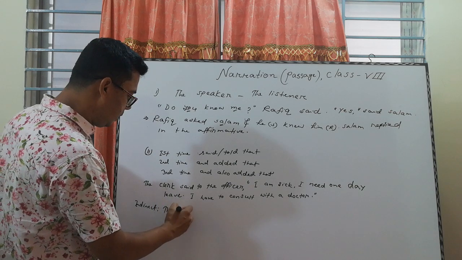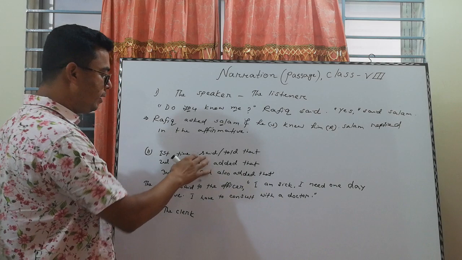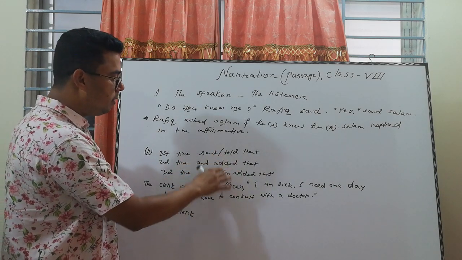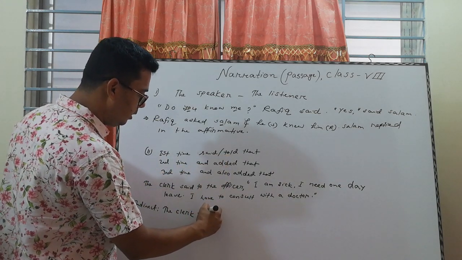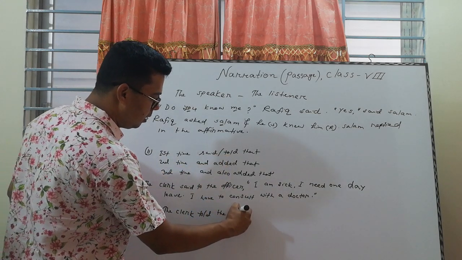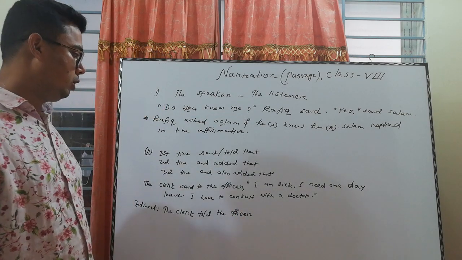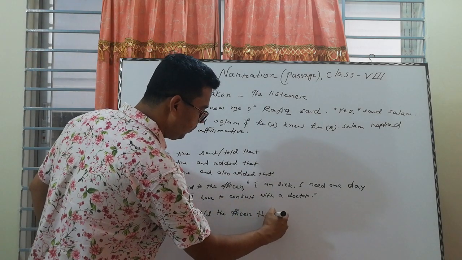The clerk, as it is first time, then you have to write said or told. If the object is available, then you are bound to write told. So it should be told. The clerk told the officer. Conjunction is that.